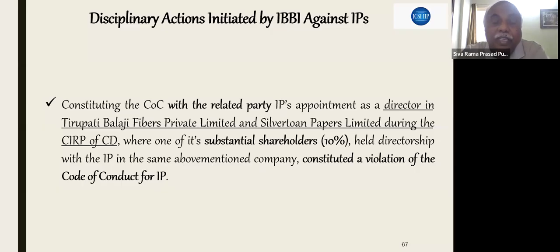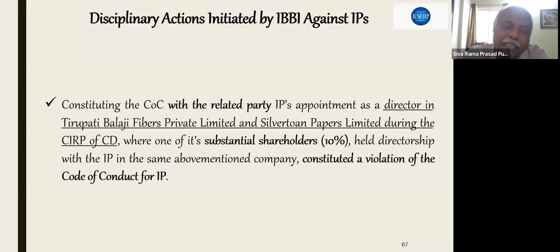The IP was appointed as a director in Tirupati Balaji Fibers Private Limited and Silver Tone Private Limited during the CIRP of the CD. He is a director, particularly with regard to a substantial shareholding of 10%. Holding a directorship with the IP in the above-mentioned companies constituted a violation of the Code.